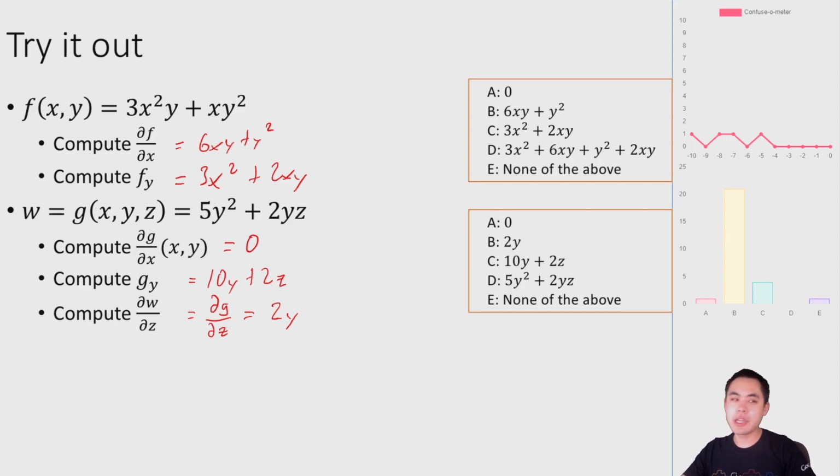Okay, do you see what's going on? Basically, del w by del z is the same as del g by del z. And you treat x and y as both constants. And when you treat x and y as both constants, 5y squared goes to 0, and 2yz goes to just 2y.